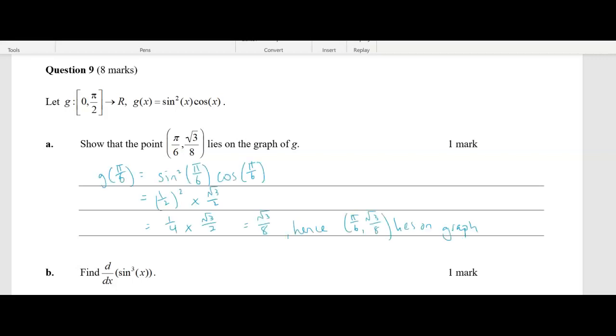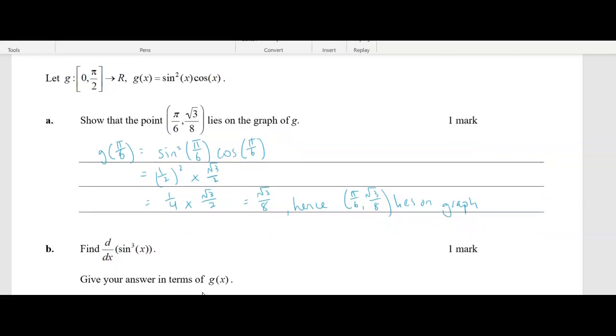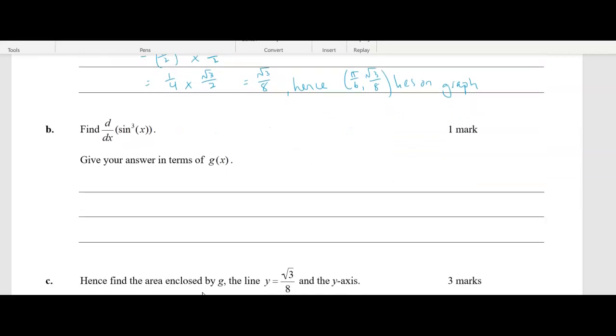All right, so we've done our substitution. You do need to know your exact values for this question. So remember, sine squared is just squaring that result. So sine pi on 6 is a half, and a half squared gives you a quarter. And then multiplying that by root 3 on 2, which is the exact value for cos pi on 6. So as I said before, that question was done quite well.